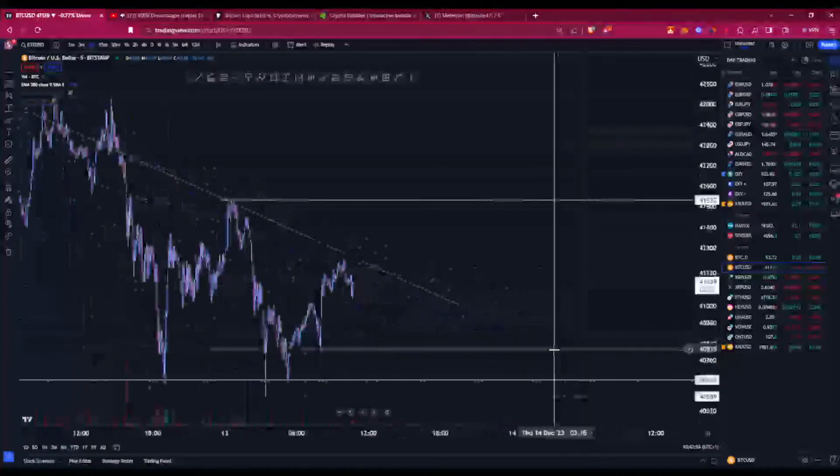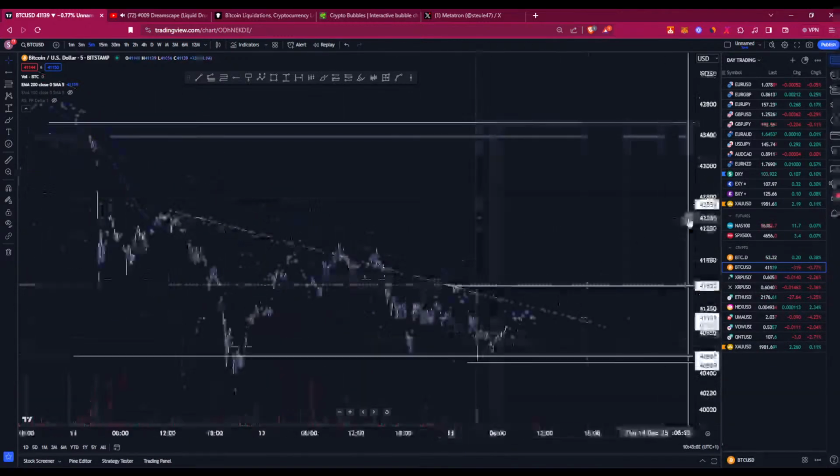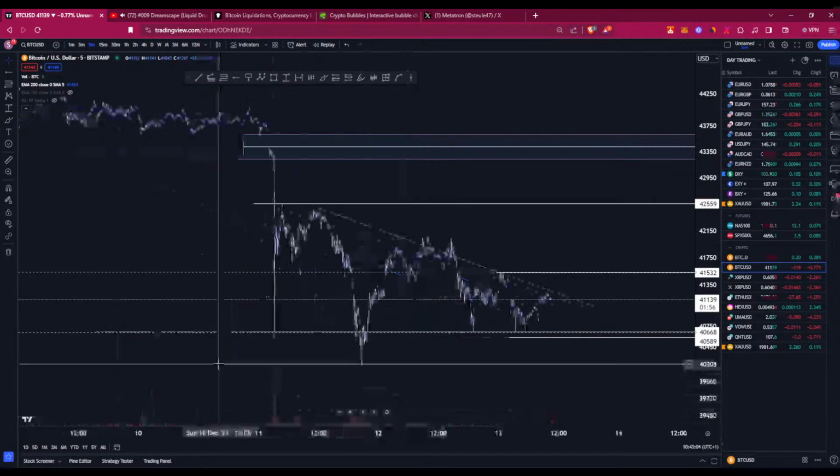Like, you want to capitalize on these moves, you will, sure, but not for a long time, because you will be exit liquidity one day.